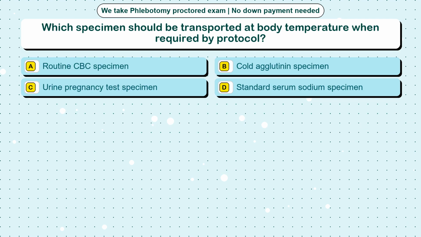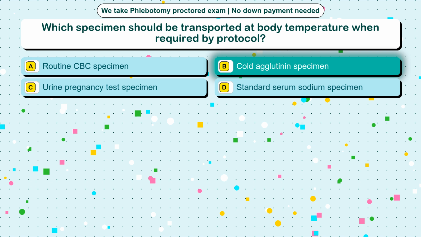Question 32. Which specimen should be transported at body temperature when required by protocol? Option A, routine CBC specimen. Option B, cold agglutinin specimen. Option C, urine pregnancy test specimen. Option D, standard serum sodium specimen. The correct answer is option B, cold agglutinin specimen.